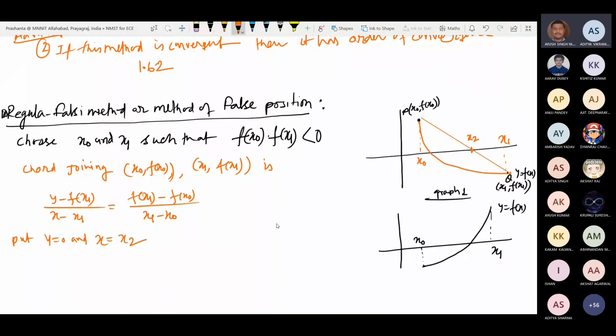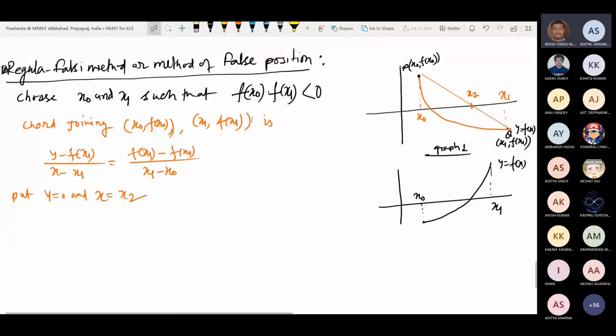What will be x2? Tell me. Sir, x1 minus x0 by f(x1) minus f(x0) into f(x1). So x1 minus x0, f(x1) minus f(x0) upon f(x1) into f(x1). So this will be the next approximate value.